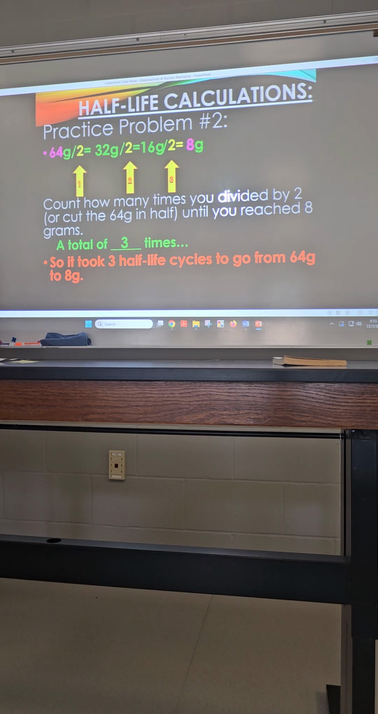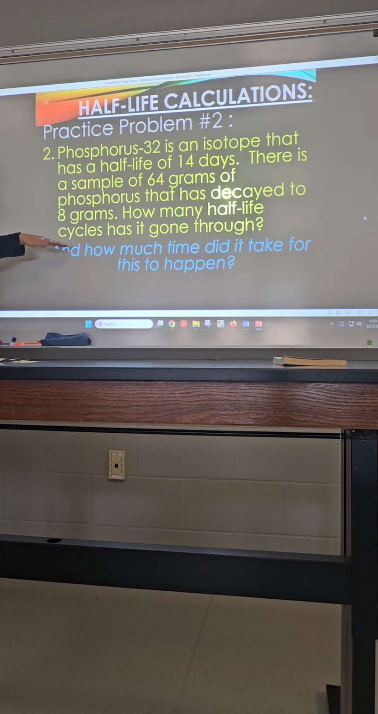Okay? And from there, we answer part 2. All right, so how much time did it take for this to happen? Well, according to this problem, how long is one of its half-lives? Cypress, how long is a half-life? What's it say right here? 14 days. 14 days, very good. So 14 days, how many of those half-lives did we just determine it went through? What was our answer to part 1? Good, 3. So what can you do?